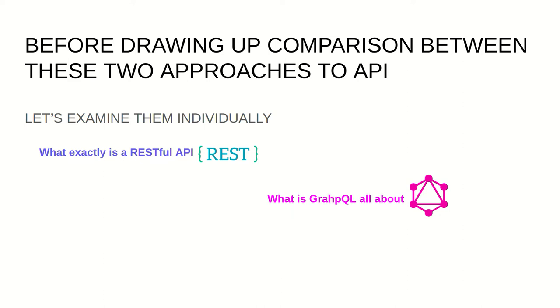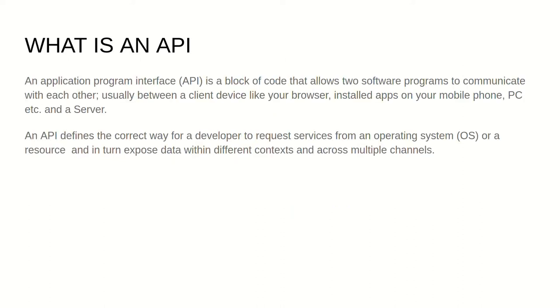So what is it about? Just to clear terms before we move on, let's define what an API is first. An API, an application program interface, is a block of code that allows two software programs to communicate with each other. This is usually between a client device like a browser, or an installed app on your mobile phone, or your PC, and a server. An API provides an interface for these two to communicate.